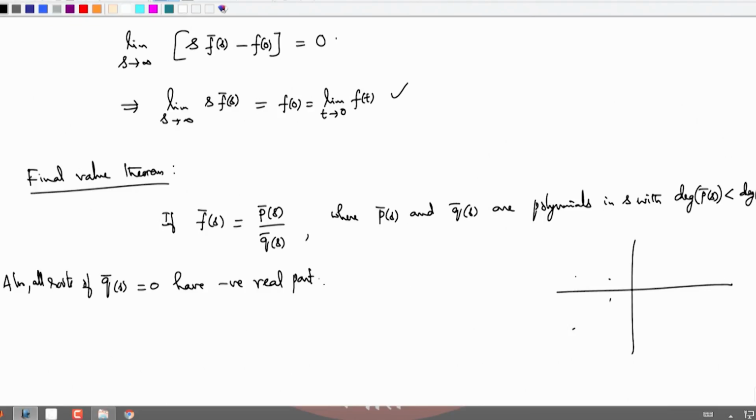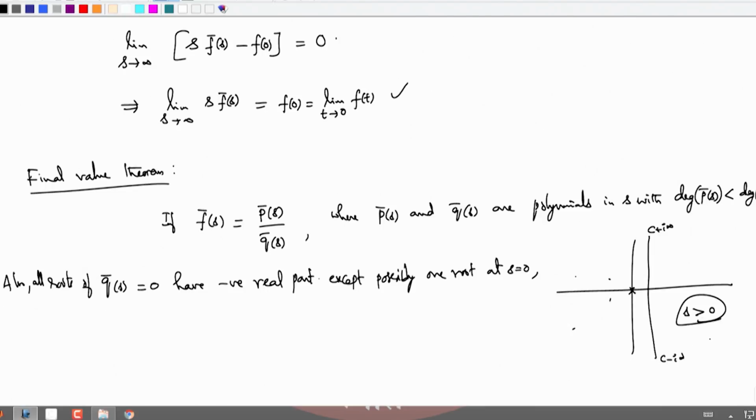Except possibly at s equal to 0, okay, one root can be at s equal to 0 if you allow. So that s is positive. So, you have that C minus i infinity to C plus i infinity, the inverse transform is defined for all s positive.